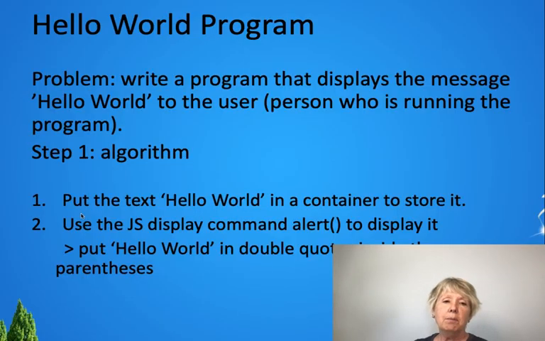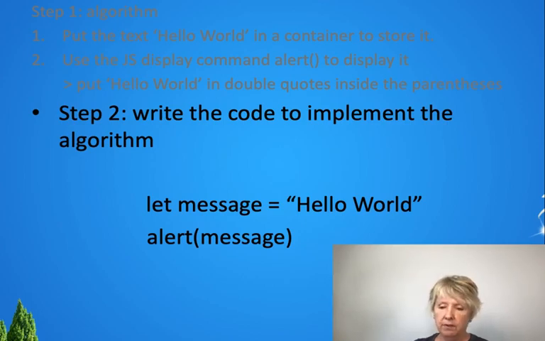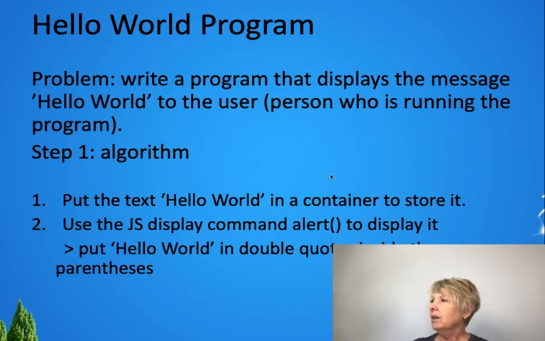So the first thing I want my program to do is put the text hello world in a container to store it. This container can hold data, and it's a named container. That's a variable. The second thing I want to do is use the JavaScript display command alert to display what's in the container.